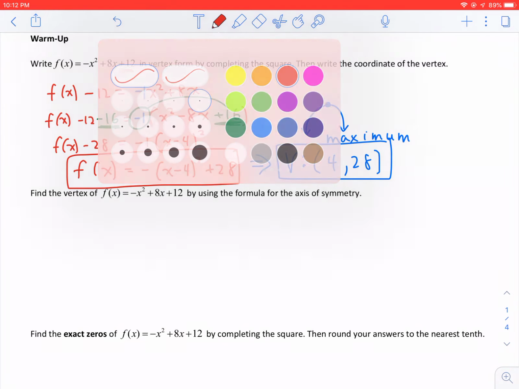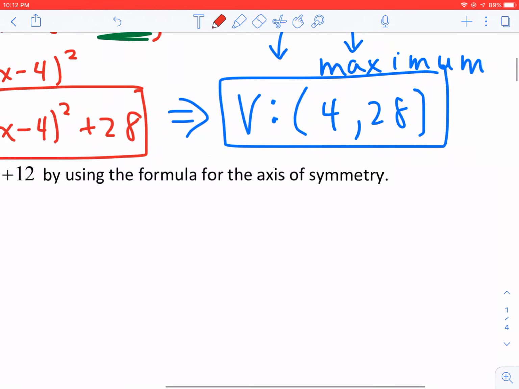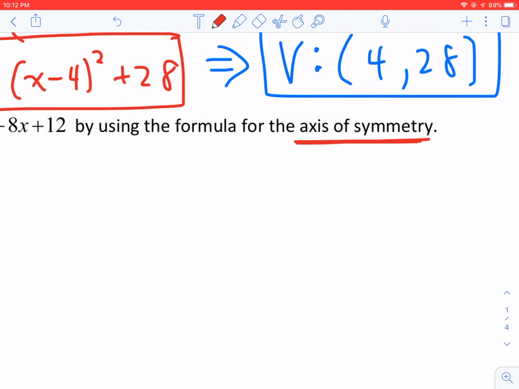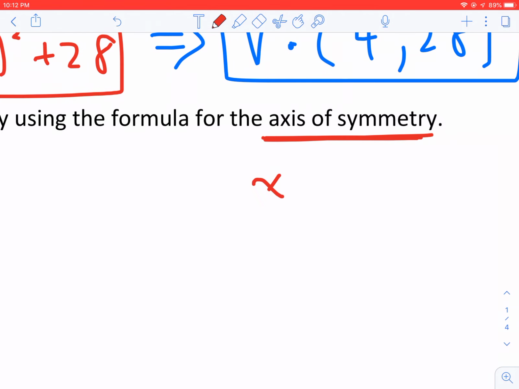But there is another way, and we can use the formula for the axis of symmetry. I just wanted to go over this again. Do you guys remember the formula for the axis of symmetry? It is x equals negative b divided by 2a. We did it the other way also by averaging the two zeros, the two x-intercepts. But there was also this formula, x equals negative b over 2a.